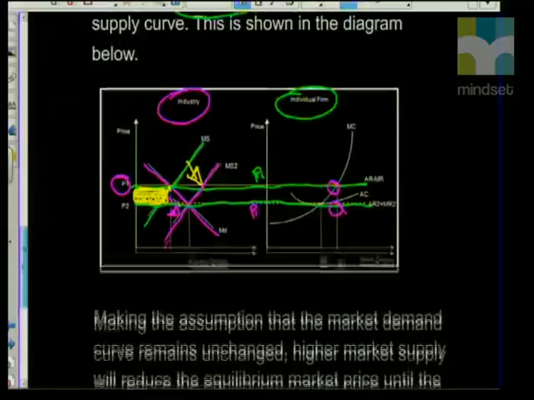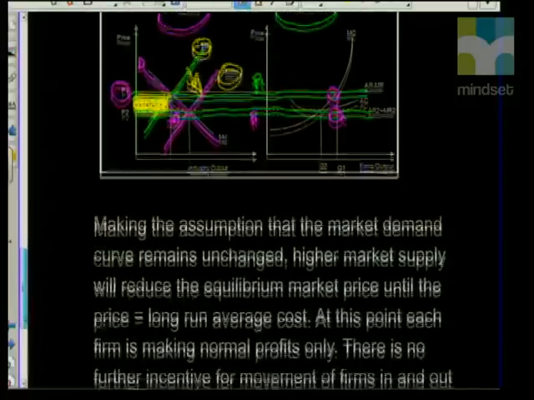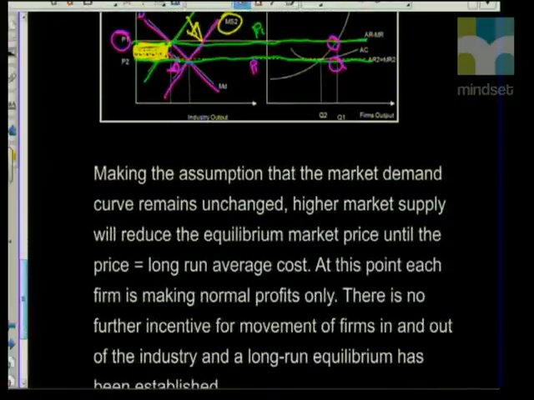So the reason why we say that is we have the original supply curve of MS. We have a new supply curve of MS2. But take note that there has not been any changes in the demand curve. The demand curve remained exactly the same. So even though more of this product or this service is available, it doesn't mean that the consumer needs more of this product or this service. So we make the assumption that the market demand curve remains unchanged, so people don't purchase more of the product.